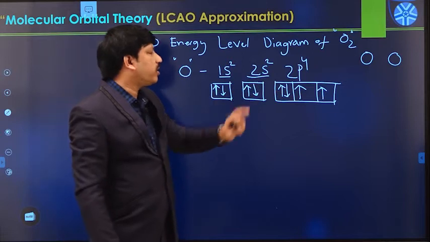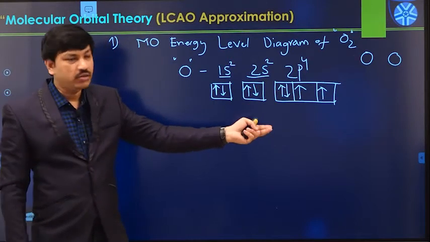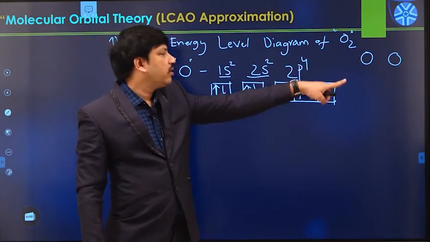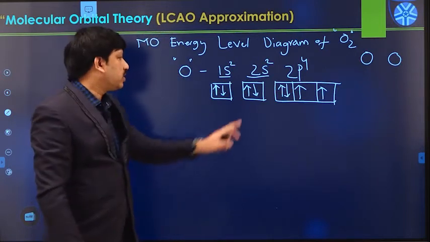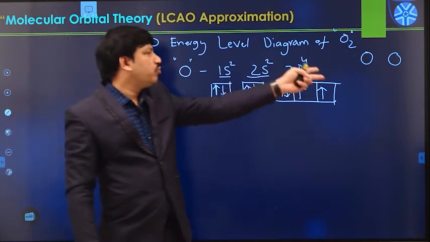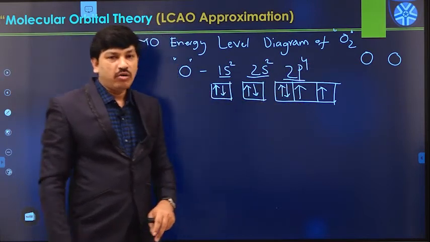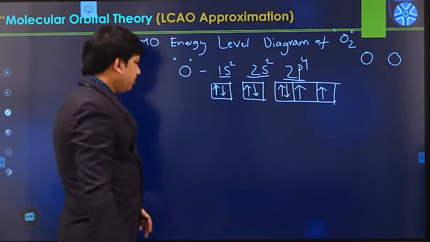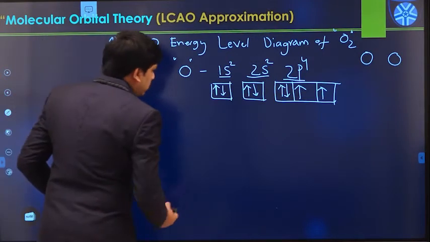Similarly, this 2s orbital can undergo linear combination with another 2s orbital available in the other oxygen atom. Similarly, these 2p orbitals can undergo linear combination with 2p orbitals available in the other oxygen atom. So let us see one by one in this case.